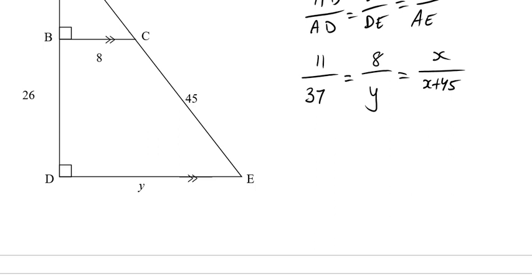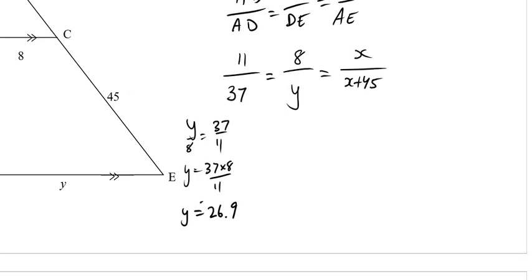So if I was going to solve for Y, that would be easy. It'd be Y over 8 equals, or again, flip it, 37 over 11. So Y will equal 37 times 8 over 11. I'm just going to do this quickly. 37 times 8 divided by 11 is 26.9, rounded.